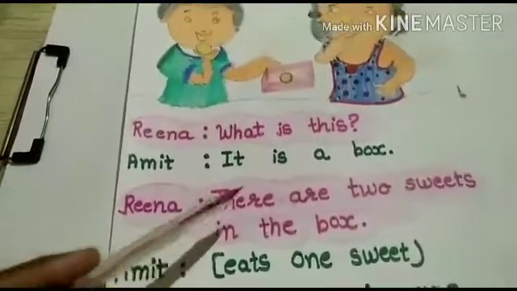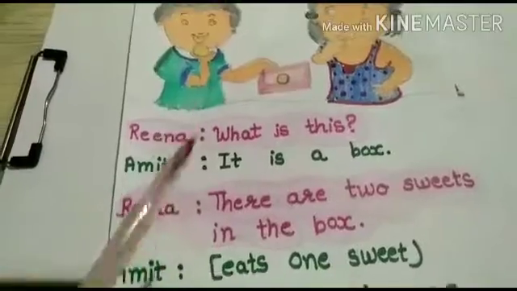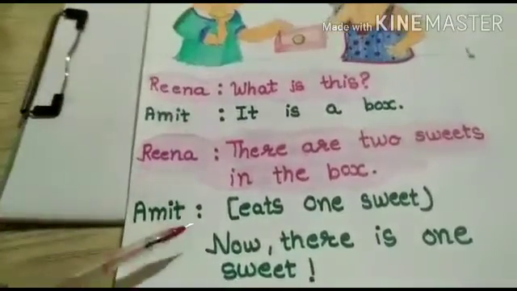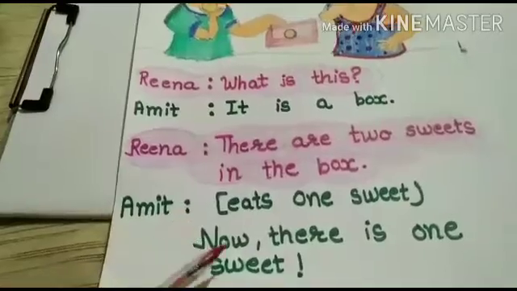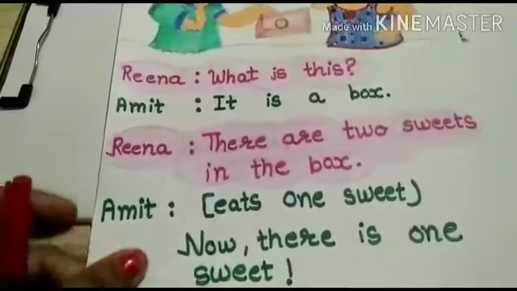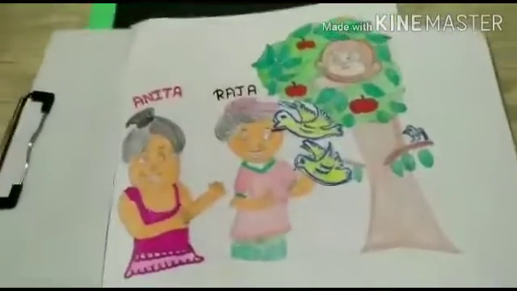Reena says, "There are 2 sweets in the box." After eating one sweet, Amit says, "Now there is 1 sweet." Now move ahead.